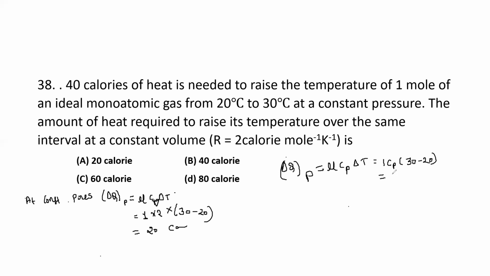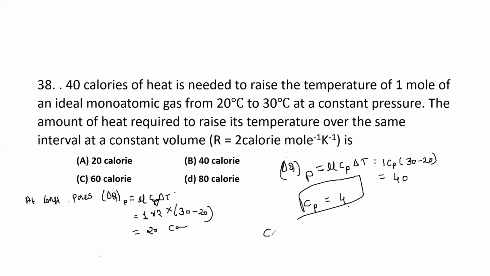This value they have already given. How much they have specified? They have specified it as 40, right? Here this becomes 10. So that is divided by 10. 40 by 10 is how much? It is 4, right? Therefore, Cp is equal to 4.